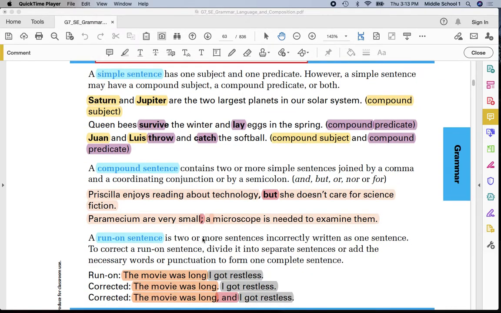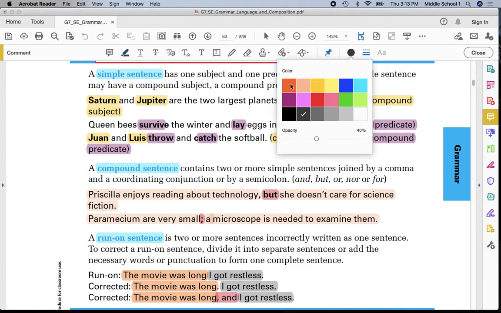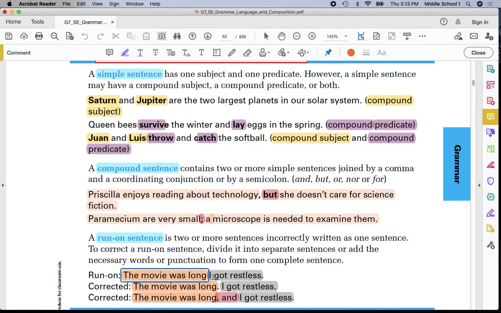The third part of today's lesson, a run-on sentence. A run-on sentence is identical to a compound sentence, but it misses one thing. It misses having that punctuation in the middle. The movie was long I got restless. You'll notice between long and I, there is no punctuation. There is no conjunction. That's why it's a run-on.